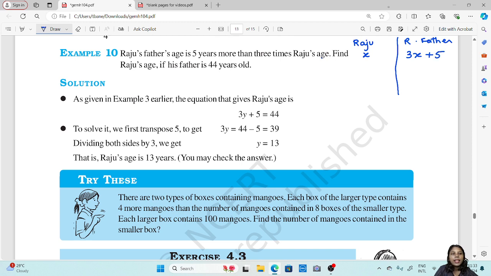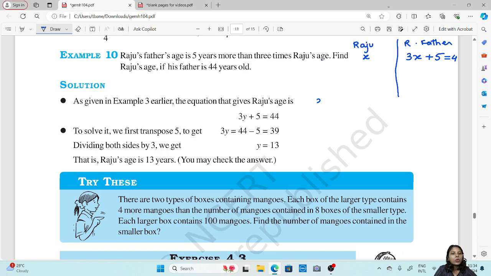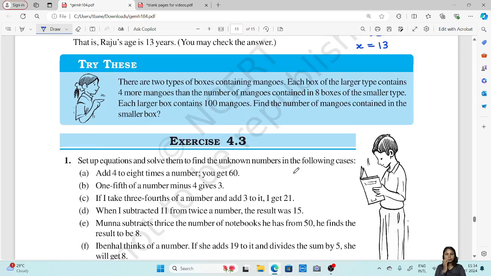3x is 3 times Raju's age, plus 5 more. Find Raju's age if his father is 44 years old. So his father is equal to how much? 44. So 3x plus 5 equals 44. Now simply we take this here, 3x equals 44 minus 5. So that will be 3x equals 39, and then x will be equal to 39 upon 3. So 3 thirteens are 39. So Raju's age is 13 years.